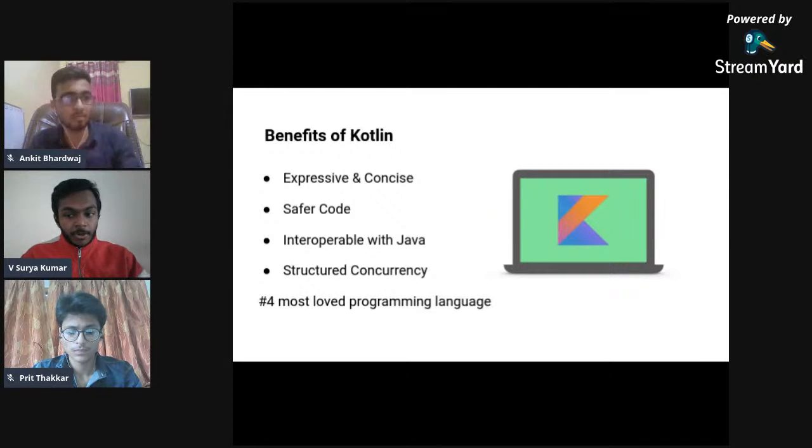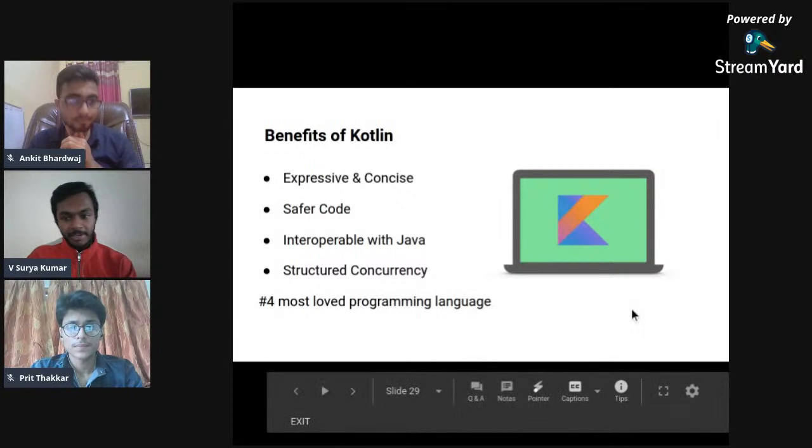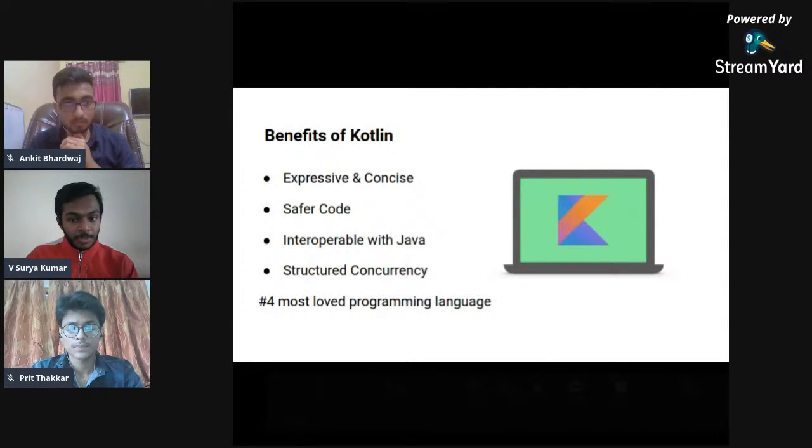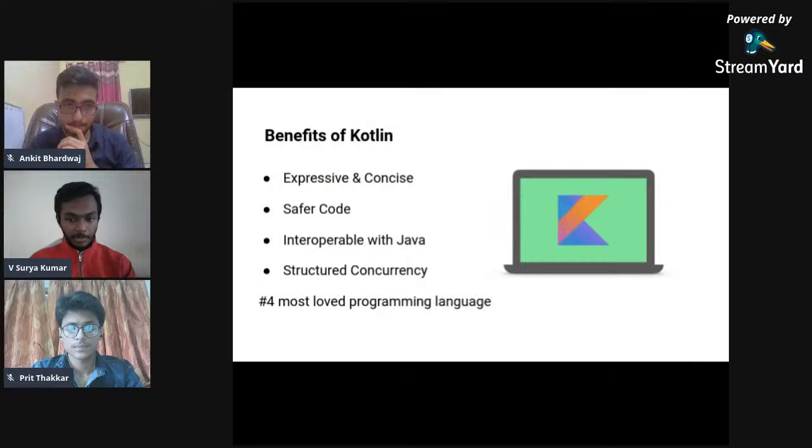Another key benefit that Kotlin offers is structured concurrency. What is it? It simplifies background task management, from network calls to accessing local data, which are common in mobile apps. Apart from these major benefits, Kotlin has many great language features, and it is now the fourth most loved programming language across the globe, according to Stack Overflow's 2020 survey.